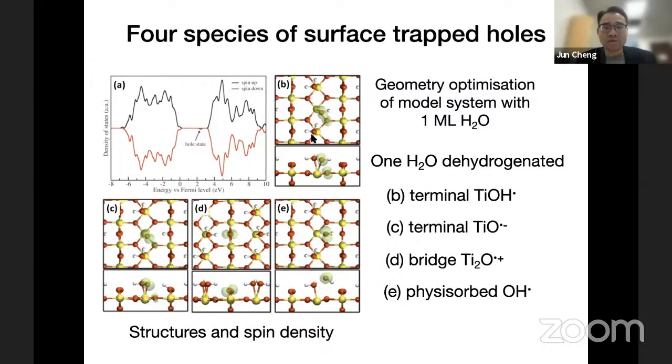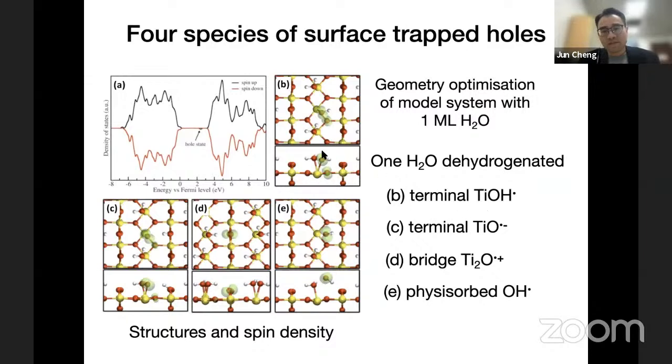We also reproduce those states by using a simplified one monolayer water model, so that we can calculate those energy levels, for example, by looking at the projected density of states. We also calculate the energy difference to work out the redox level, let's say the adiabatic level associated with these different hole states. Eventually, we found four trapped holes.